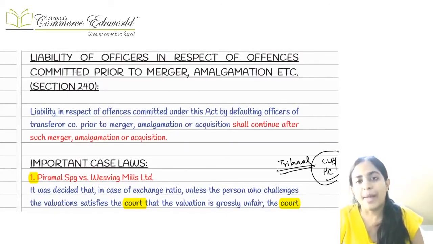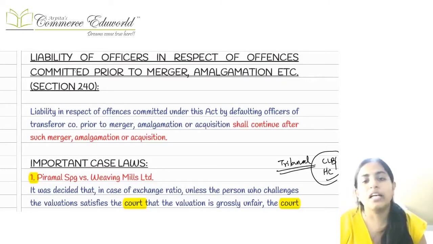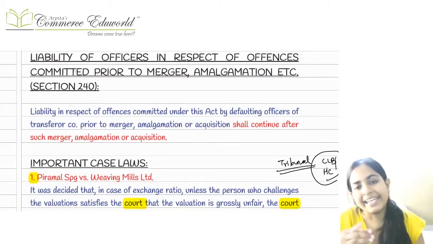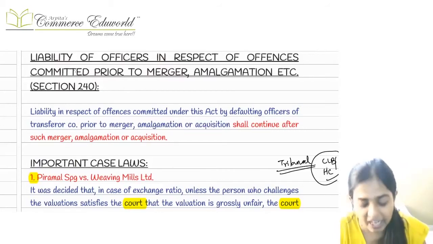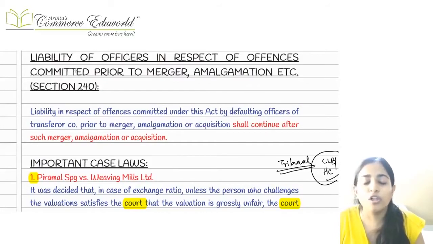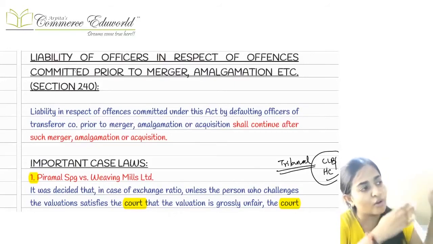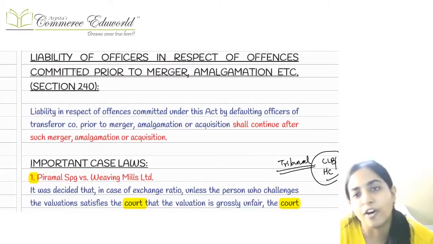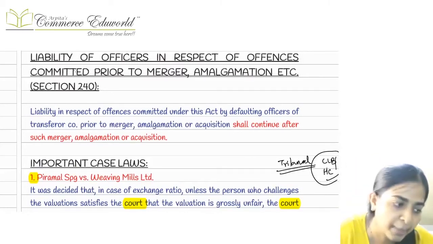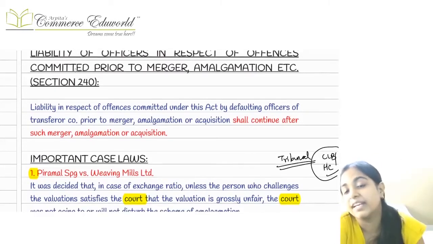And then section 240 says that suppose after amalgamation, in case of a selling company, if later on any liabilities arise, if any offenses etc. arise, then also the directors, officers, managers of the old company will still be liable, and they will have to compensate for that particular liability. They cannot say that our company has been dissolved now.